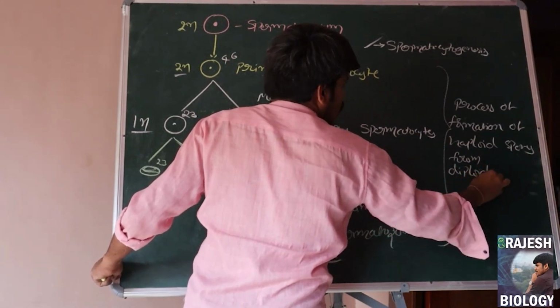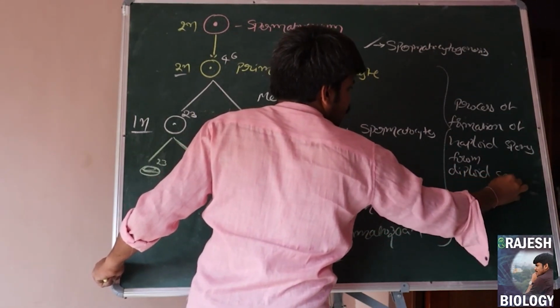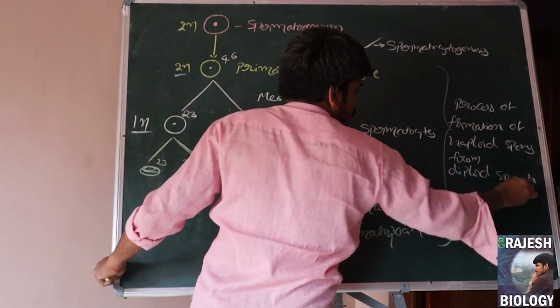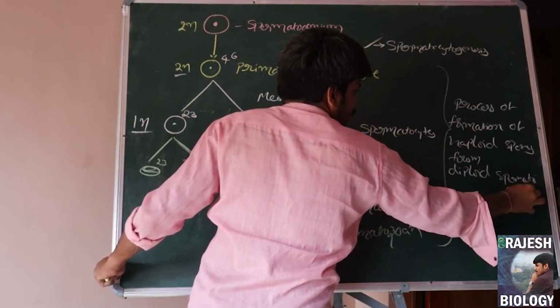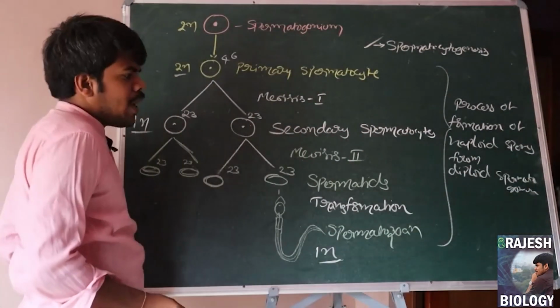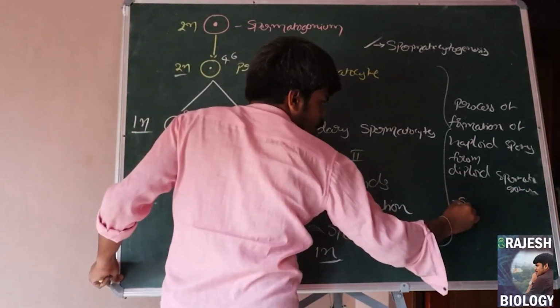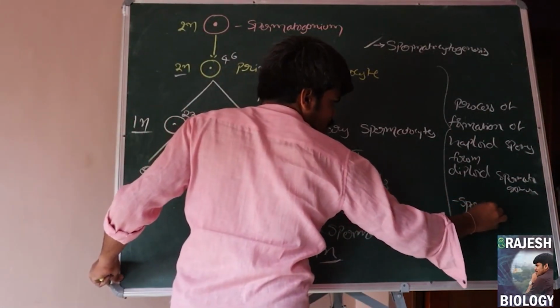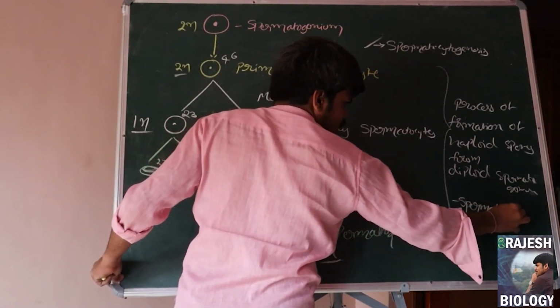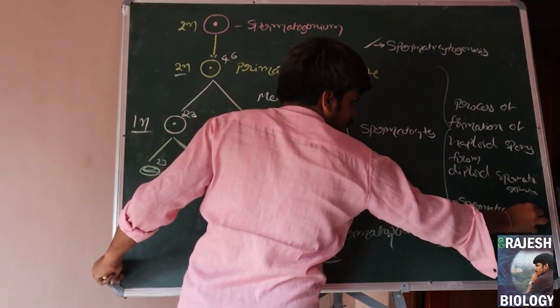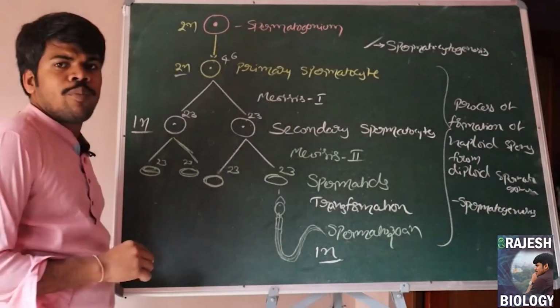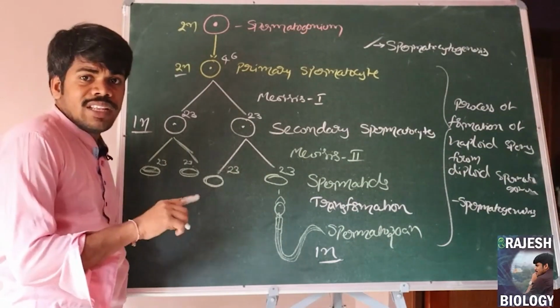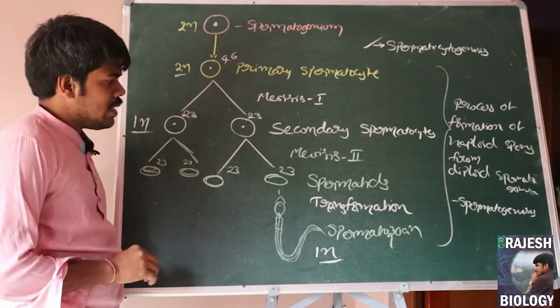From diploid spermatogonium is called what? Spermatogenesis. Very important. What is spermatogenesis? Spermatogenesis is the process of formation of haploid spermatozoa from the diploid spermatogonium.